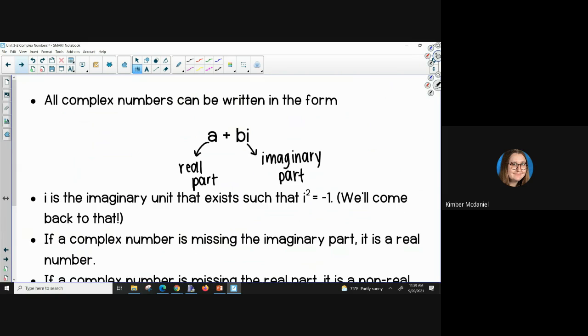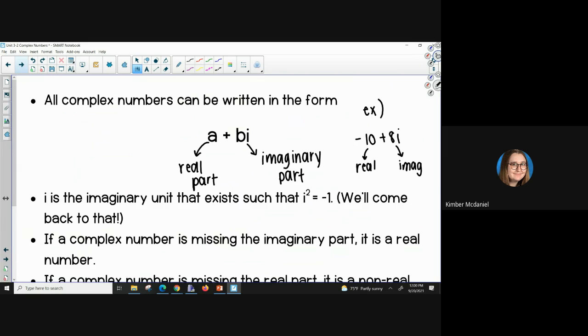So if, for example, I give you the complex number -10 plus 8i, this is an a plus bi form, with -10 being the real part, meaning it does not have an i, and 8i being the imaginary part. Okay. And I'm going to abbreviate imaginary part a lot today as IMAG.